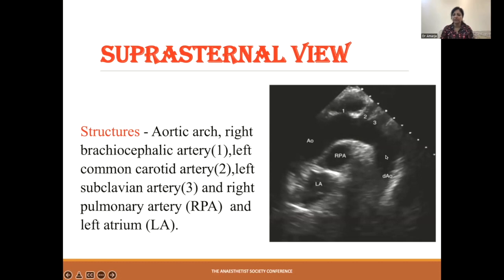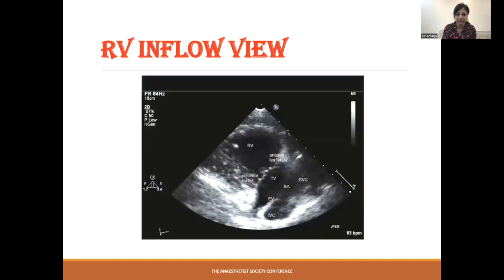This is of particular importance when the patient has IABP, because the tip of the IABP should not occlude the subclavian artery. Yes, so this is of particular importance in these patients, and this view is of very much help in them to assess the subclavian artery and the IABP position.